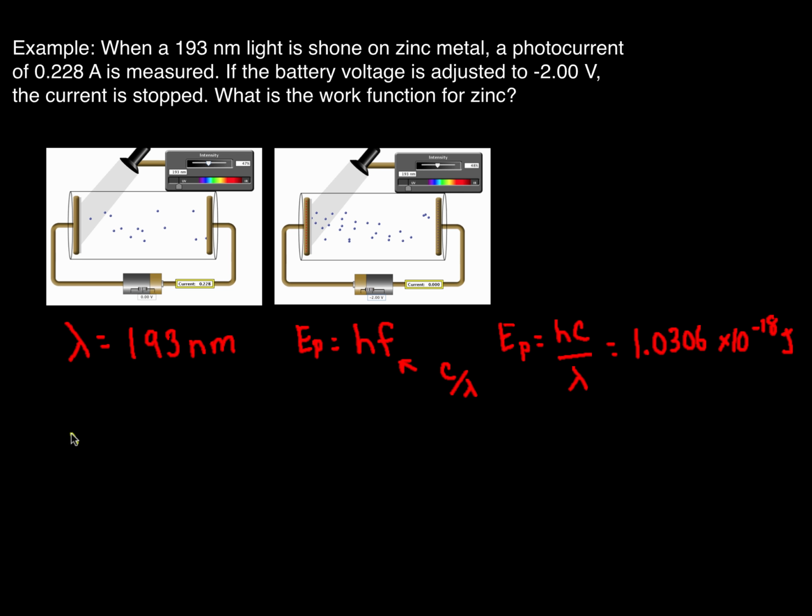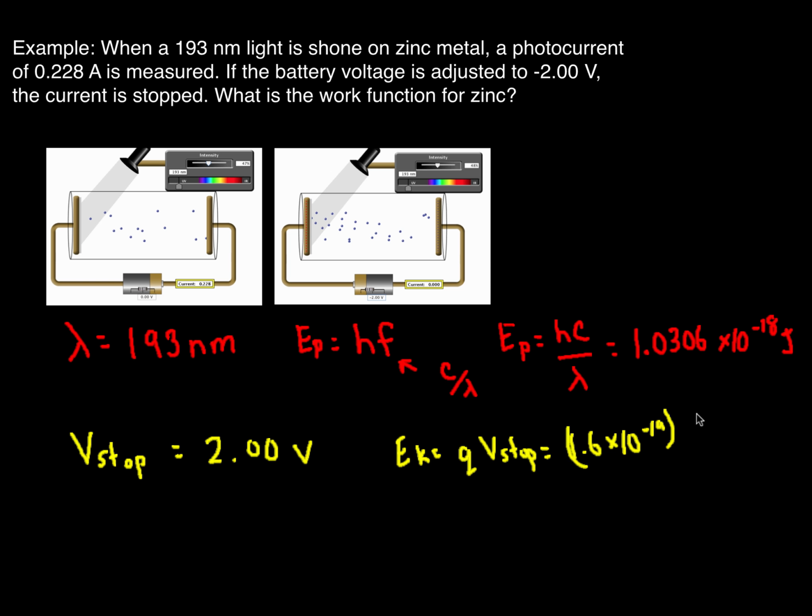We're also told the stopping voltage for the electron beam is equal to -2 volts. I'm just going to write this as 2 volts, the absolute value, because the negative refers to the charge and not the direction, and I don't want to confuse things. The kinetic energy is equal to the charge of the electron times the stopping voltage. This is 1.6 times 10 to the -19, which is the charge of an electron, times 2 volts. This means the kinetic energy of the electrons as they escape the metal is 3.2 times 10 to the -19 joules.